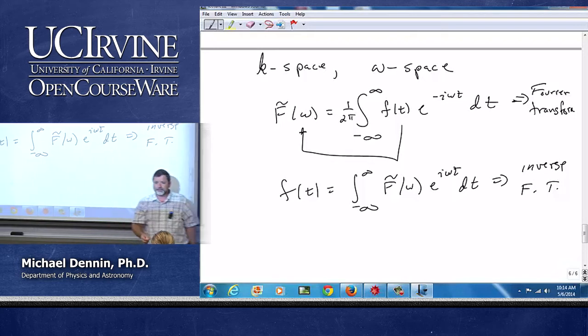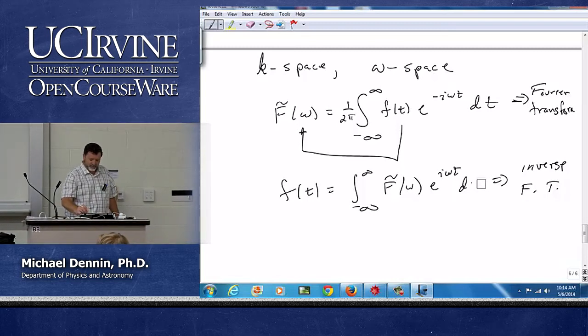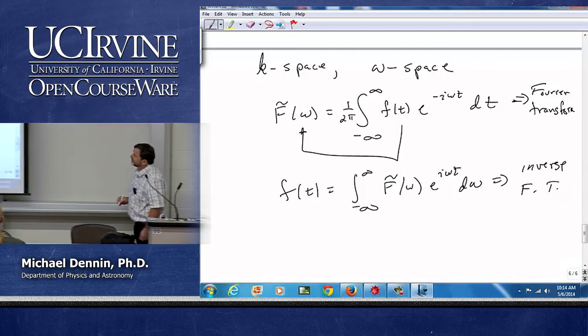Yes? Should the inverse Fourier transform be d omega? Yes, it should be d omega. Thank you. Because it's a function of omega.